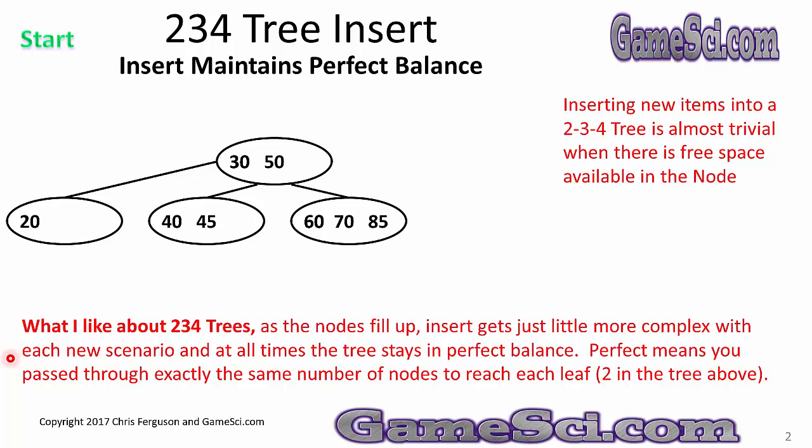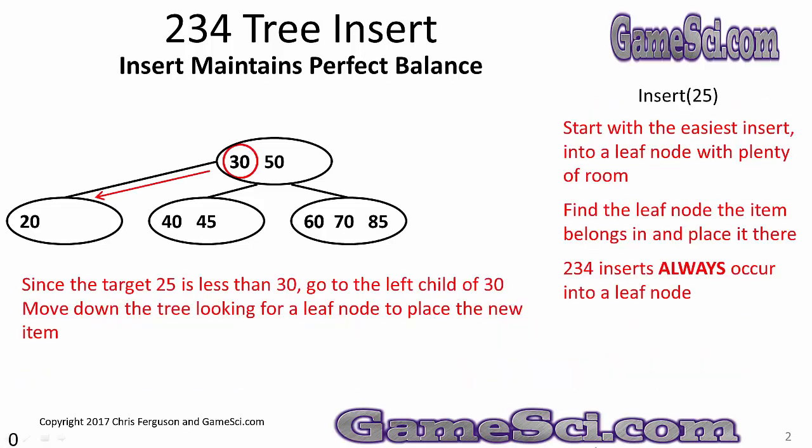Perfect means you pass through exactly the same number of nodes to reach each leaf. You pass through 2 nodes to get to this leaf, 2 nodes to get to that leaf, 2 nodes to get to this leaf. Always you pass through the exact same number of nodes to reach a leaf. That's perfect balance.